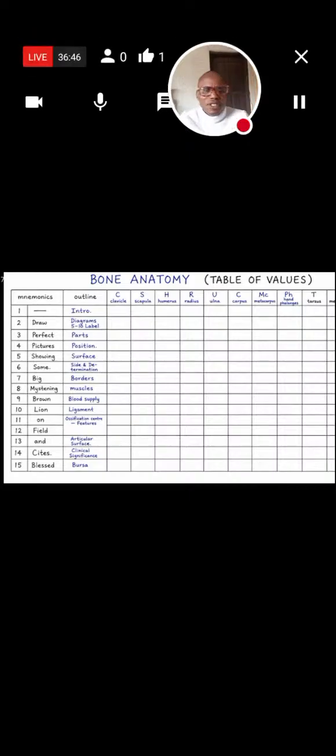Field stands for features, and every bone has special features. Then there stands for anterior surface, articular surface. Articular surface. Let's look at the next one.